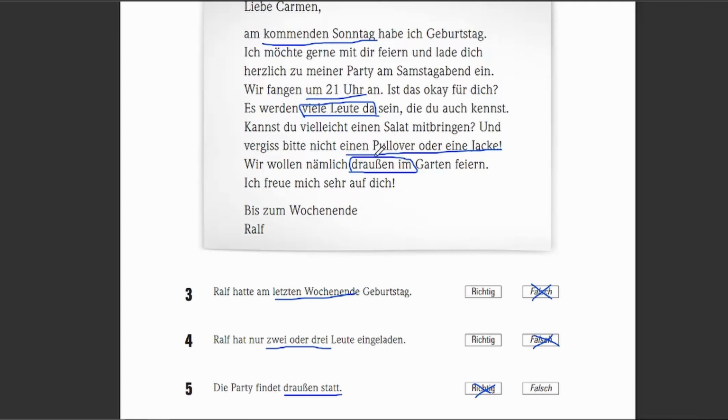Of course, I have underlined more here. It's not really important. So you have to exactly highlight, keep things highlighted. If you have enough time, probably you can read once again and check whether your answers are correct or not.